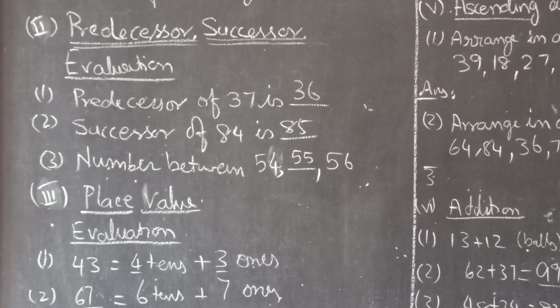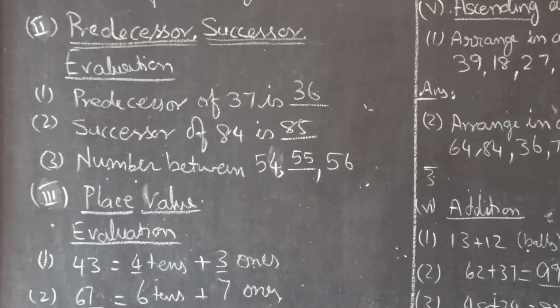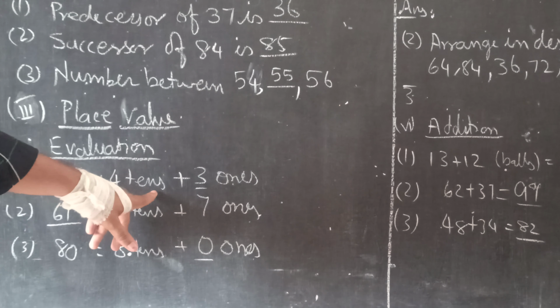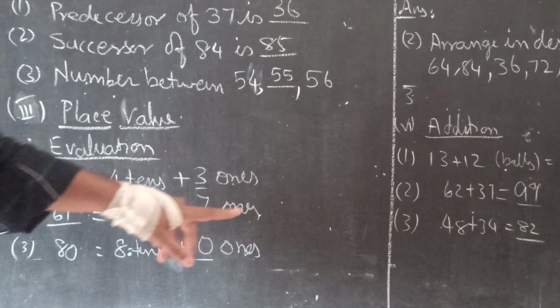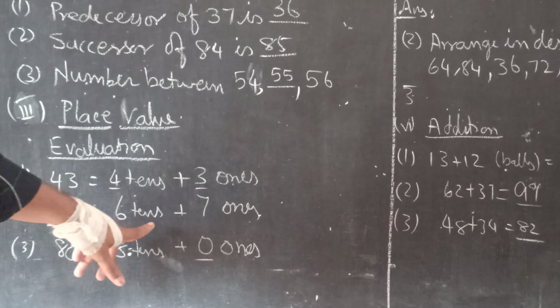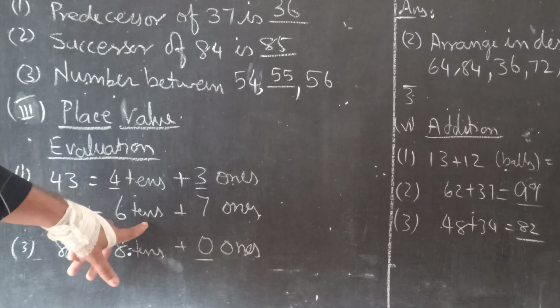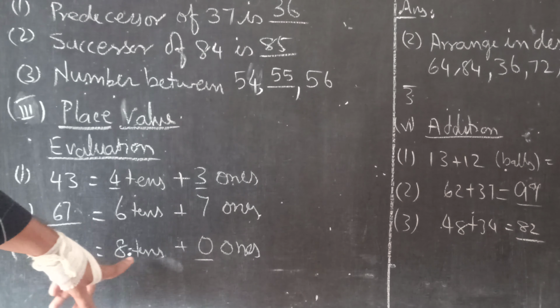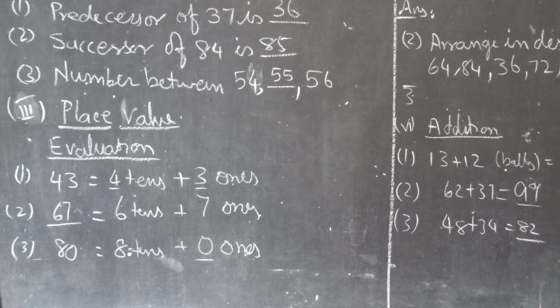Now we come to the third part, that is place value. So we know that every number has its own place value. This is unit, this is tens. So 4 is tens, 3 is ones, 6 is tens in 67, 6 is tens, 7 is ones. So if these two are given, you write the number as 67. If 8 is given, 8 tens and 0 ones.